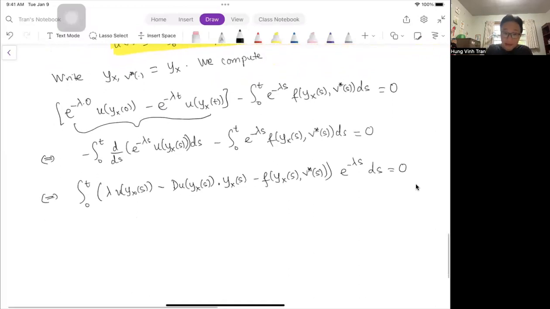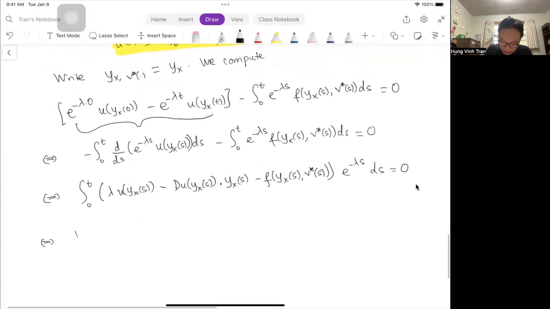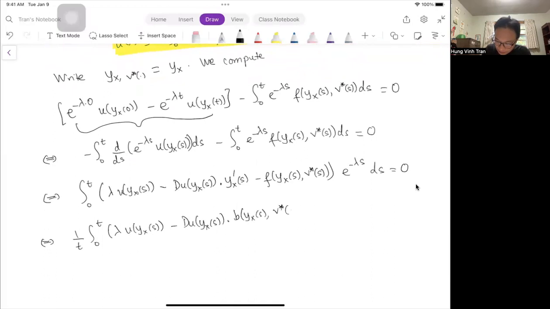Okay, now let's divide everything by t. Lambda u(y_x(s)) minus, let's write down what is y_x prime. y_x prime of s is Du(y_x(s)) dot with b(y_x(s), v star of s). I'm just rewriting that y_x prime is this vector field minus f(y_x(s), v star of s), e to the minus lambda s ds equal to 0.